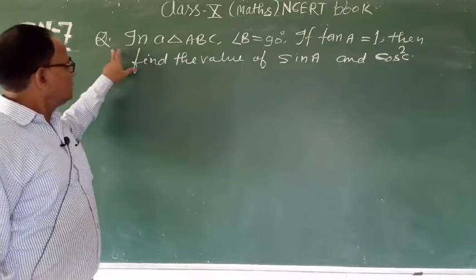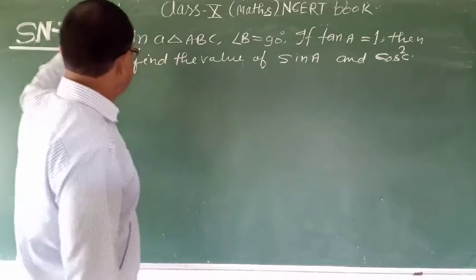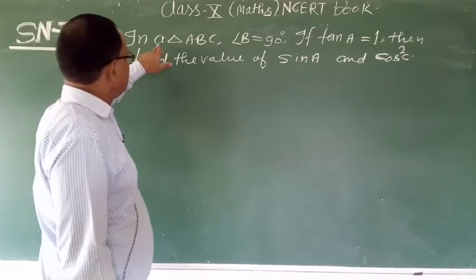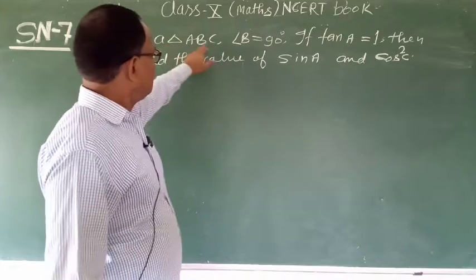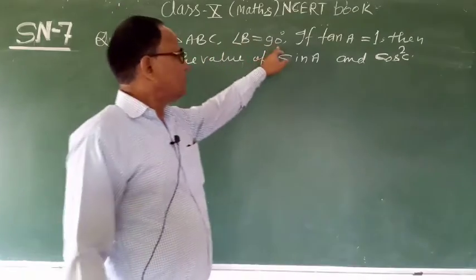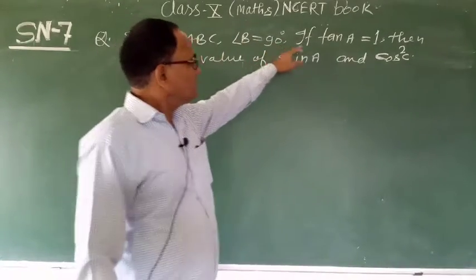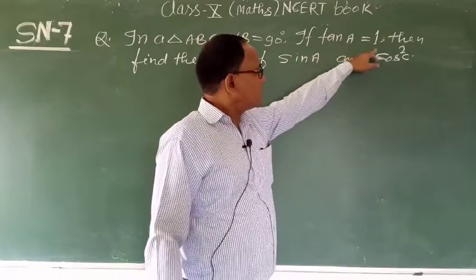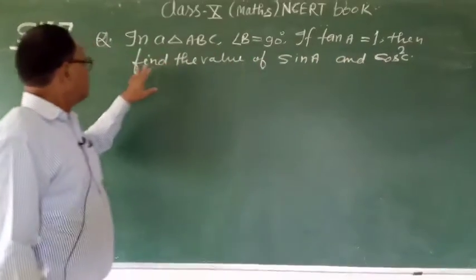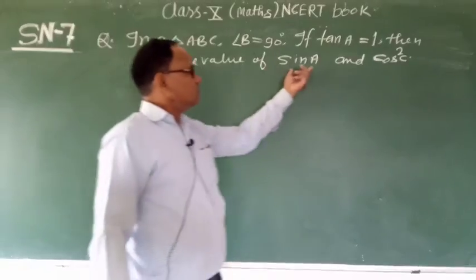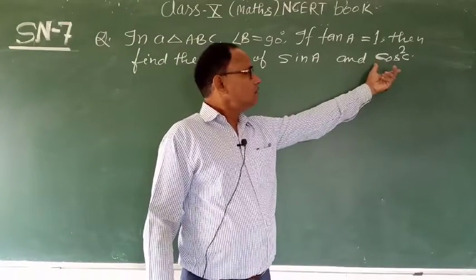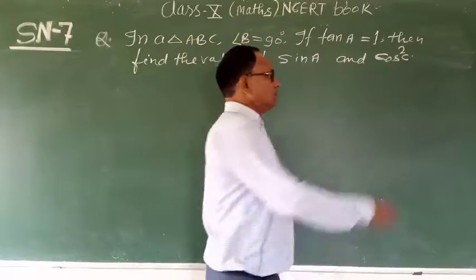The problem is thus: in a triangle ABC, angle B is equal to 90 degrees. If tan A is equal to 1, then find the value of sin A and cos square C.